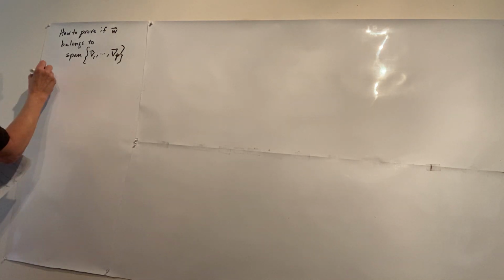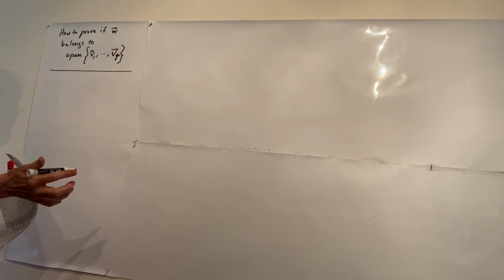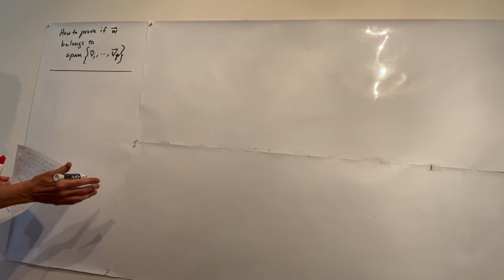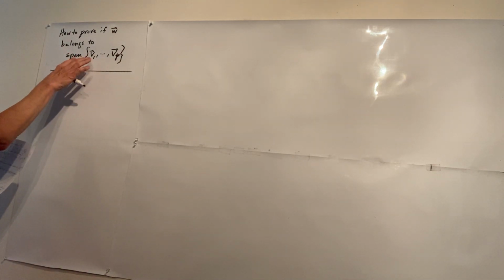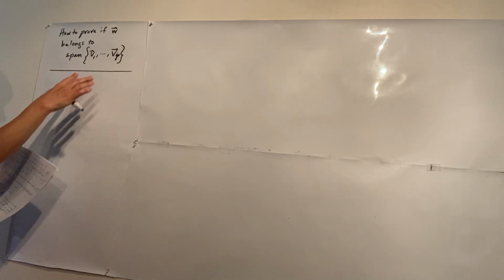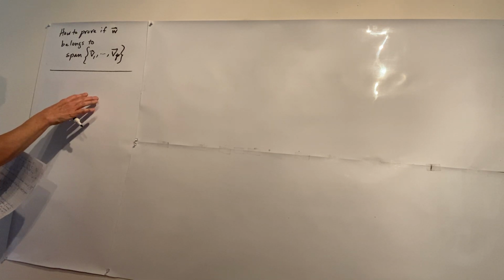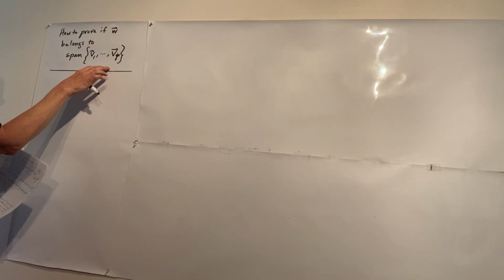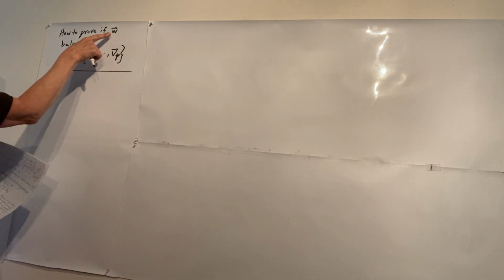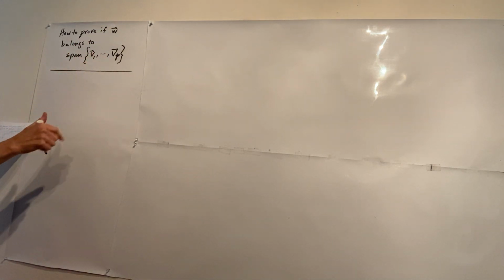Again, how to get started on all these things is make sure you know your definitions. What is the span of a set of vectors? It's the set of all linear combinations of those vectors, right? So therefore, what we're really asking here is, can we prove that W can be written as a linear combination of those vectors?